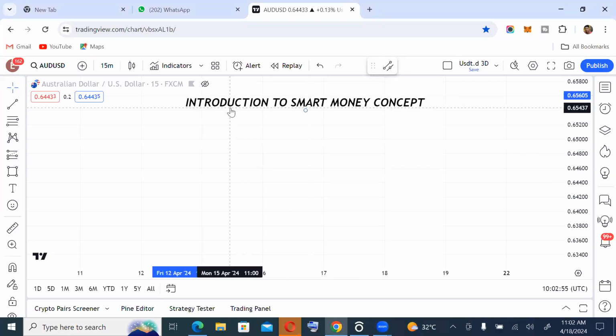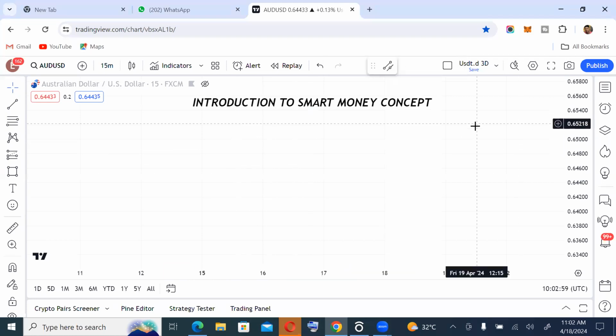All right, so welcome back. So we talked about market structure previously. We talked about higher highs, higher lows, lower highs, lower lows. We talked about trend, order flow, and how the market basically moves.